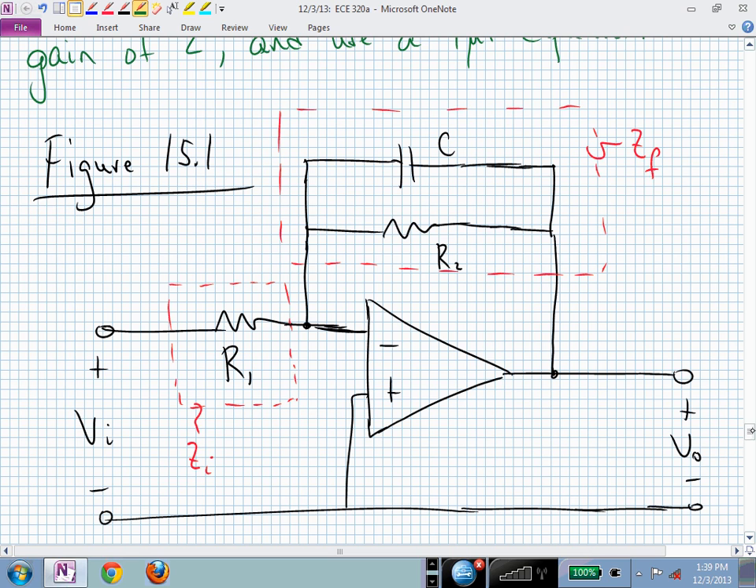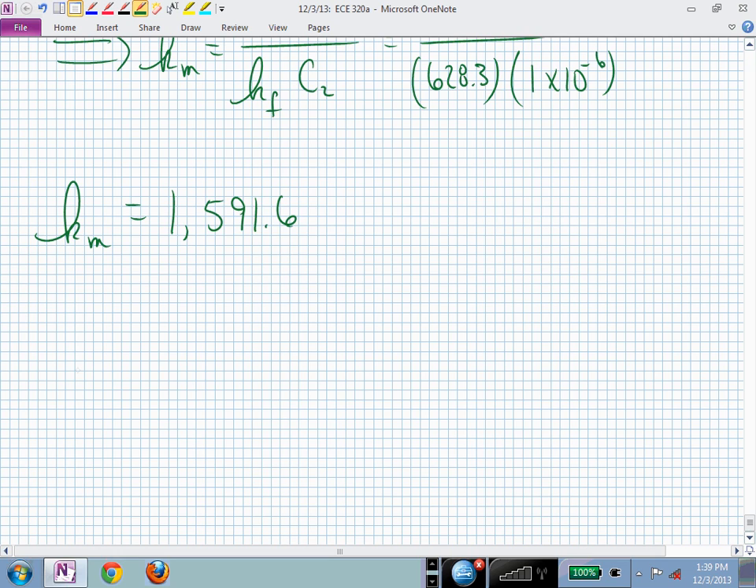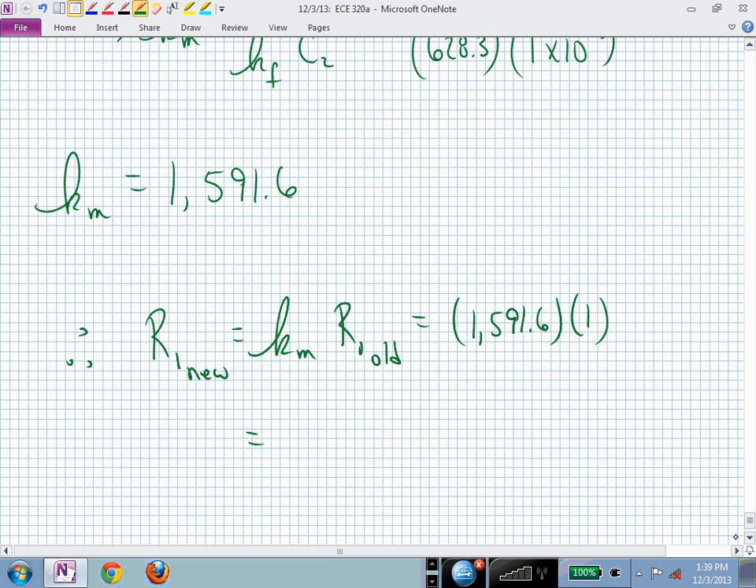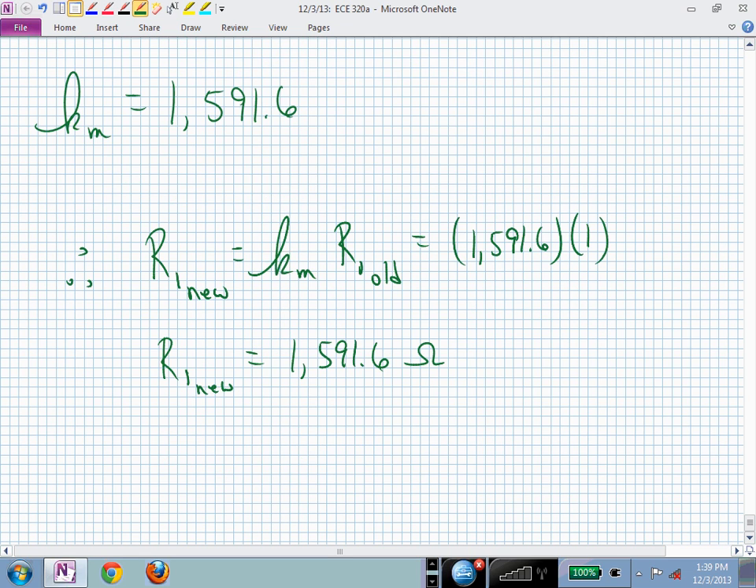Meaning R sub 1 new is equal to K sub m times R sub 1 old. K sub m was 1,591.6. R old was 1. So my new resistor value is 1,591.6.